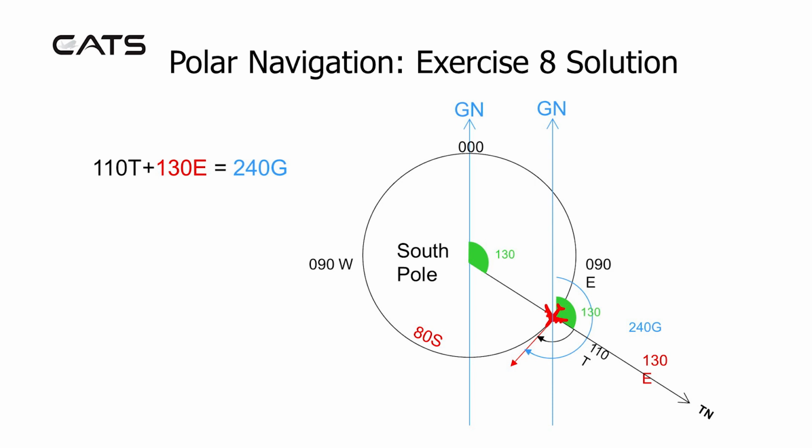Drawing a circle to represent 80 south, put a west on the left and an east on the right. The South Pole is in the centre and 000 is at the top. Grid north is aligned up the page, and the aircraft, measured round from 000, is at 130 east. Transfer the grid over to the aircraft position and draw a true track of 110 measured round from true north. You can now measure round from grid north and read 240 grid.